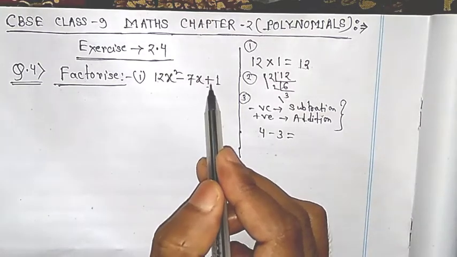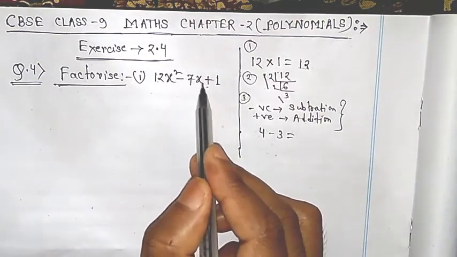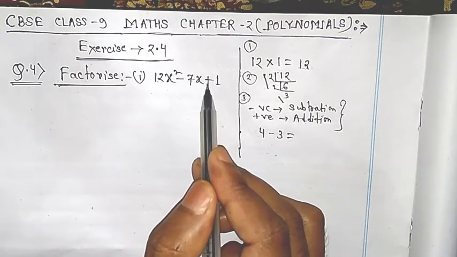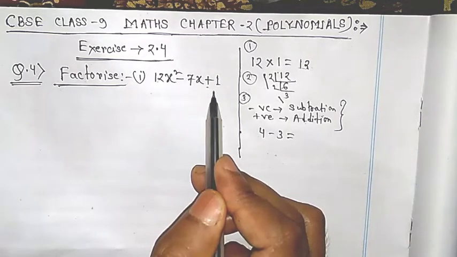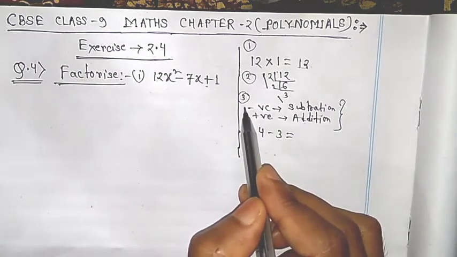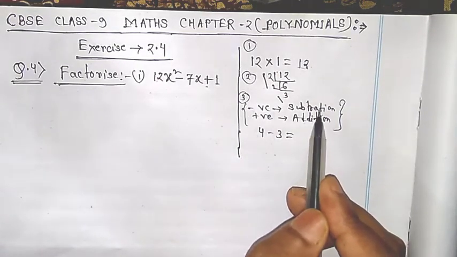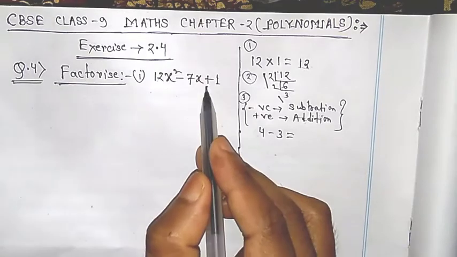So in the step 3, you have to see the sign of the constant term. Is it positive or negative? If it is positive, then you have to do addition. If it is negative, then you have to do subtraction. Okay, now see here positive sign.